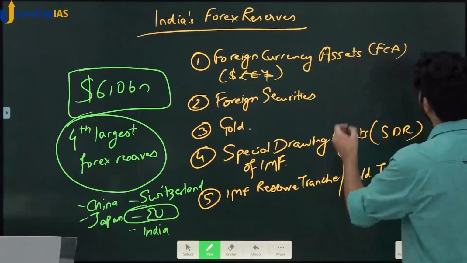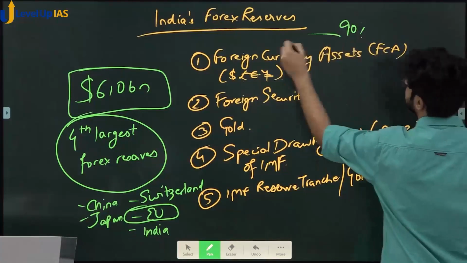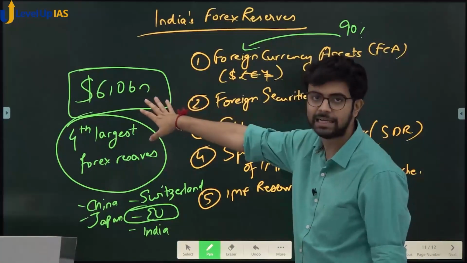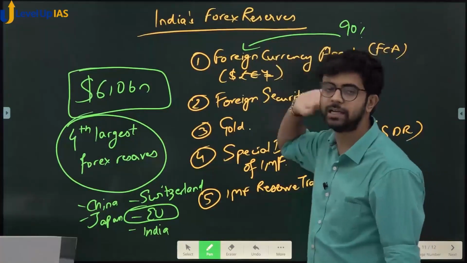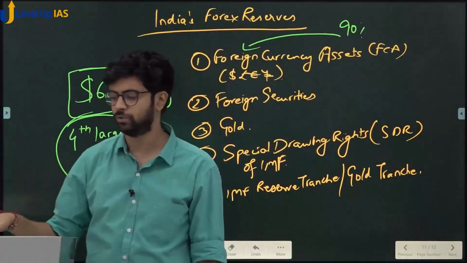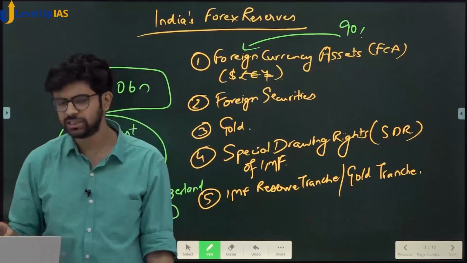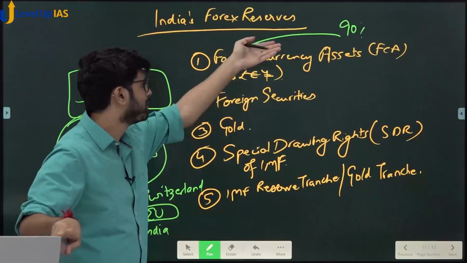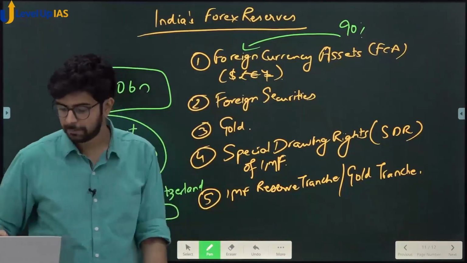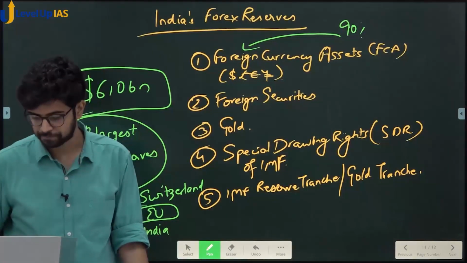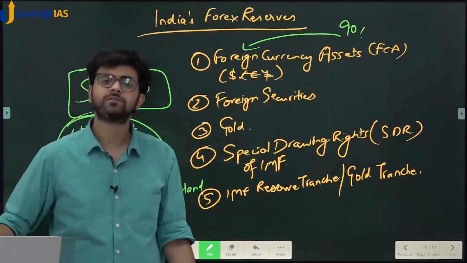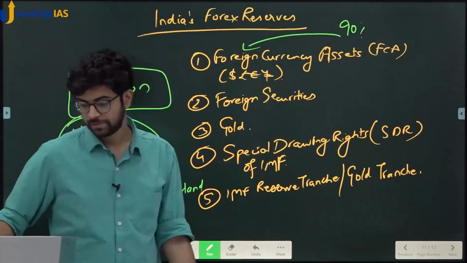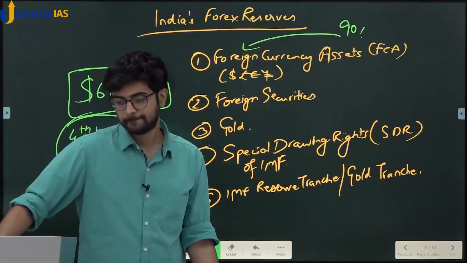So, इसमें से 90% is foreign currency. ये सब बहुत कम है, very less compared to the total 610 billion. FCA is constituted 80-90% आराम से. Majority is FCA only, foreign currency assets. It keeps on changing. Tomorrow, if RBI buys more and more of gold or more and more of foreign securities, obviously this percentage would come down and this percentage would go up. But majority ratio is of foreign currency assets only. Right?